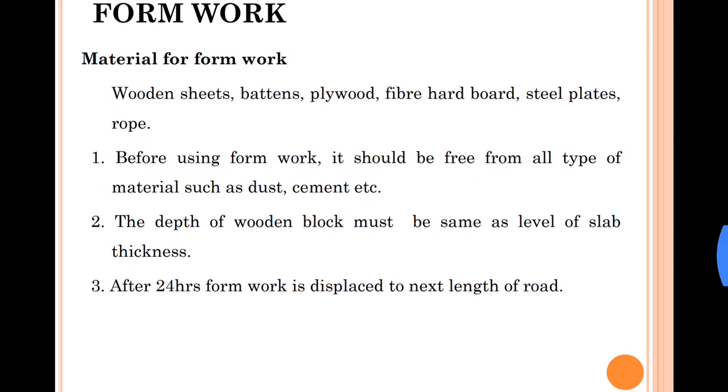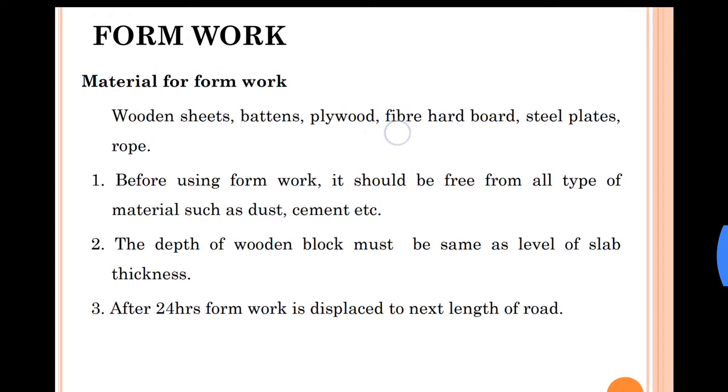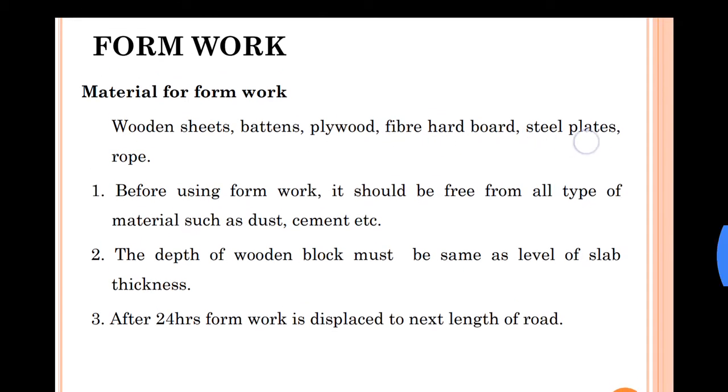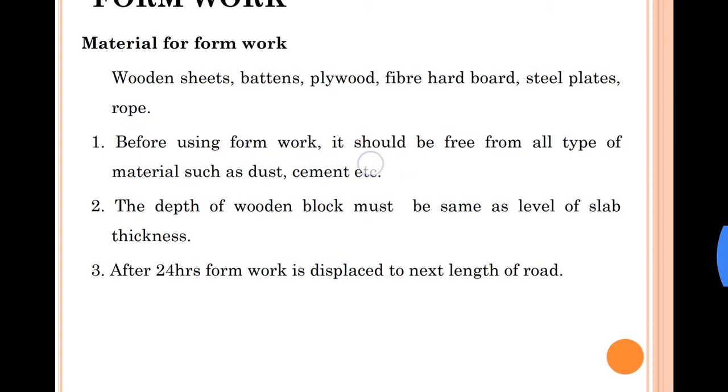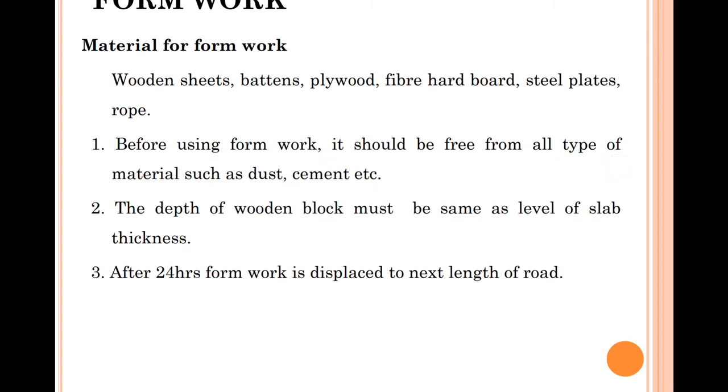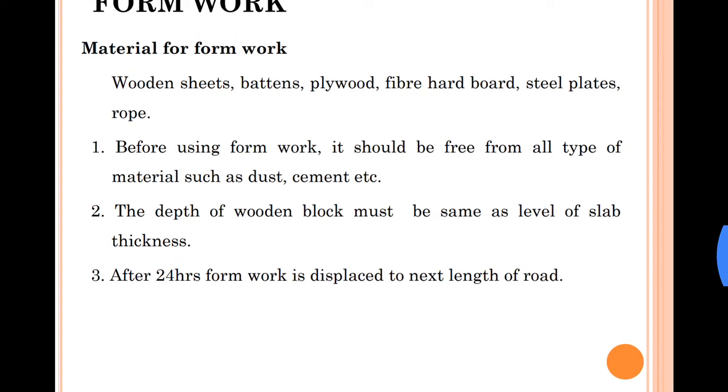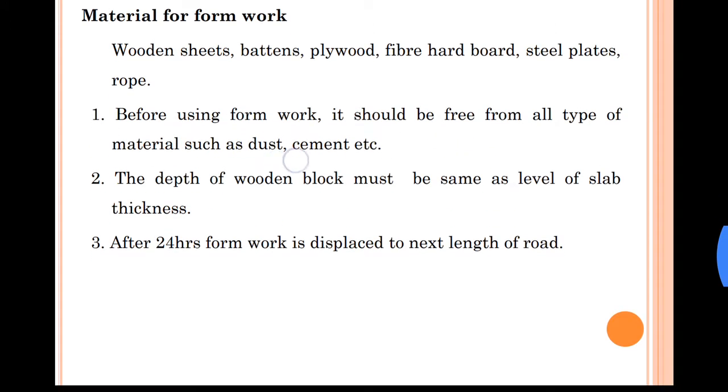Next step is formwork. We need to place the formwork. Material for formwork are wooden sheets, battens, plywood, fiber hardboard, steel plates, rope, etc. Before using formwork, it should be free from all type of materials such as dust and cement. We need to clean the formwork and then use it.